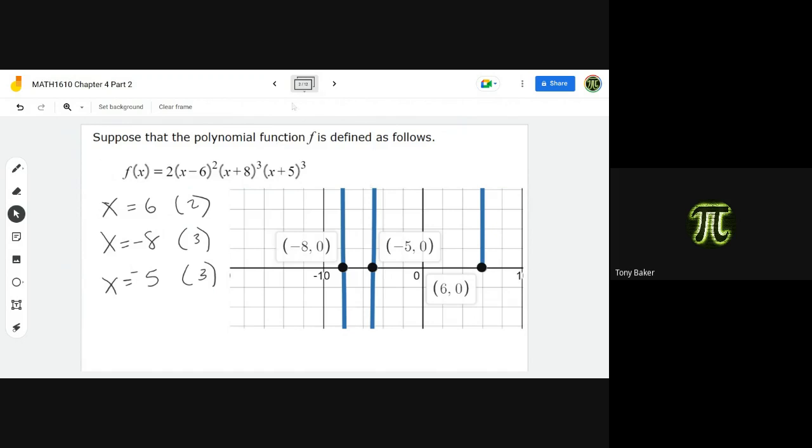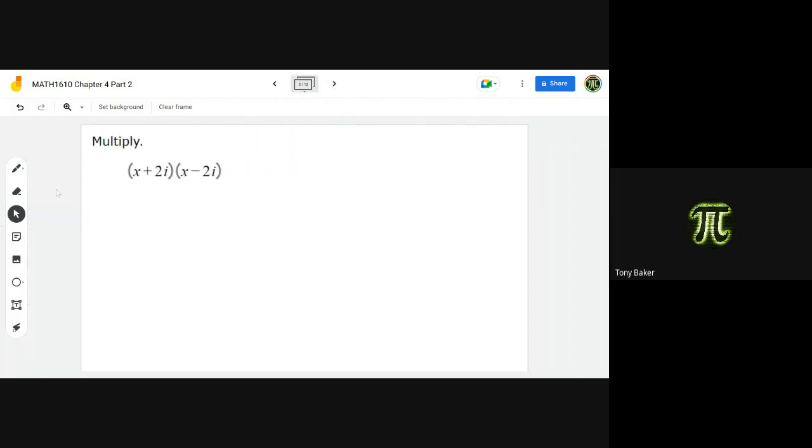All right. Questions with those? We will do a couple complex number ones in a little bit. Speaking of complex numbers, all right. How much do you guys know about complex numbers, other than the fact that they just exist?